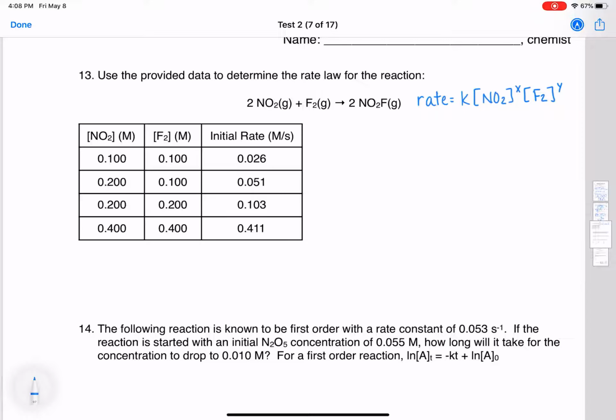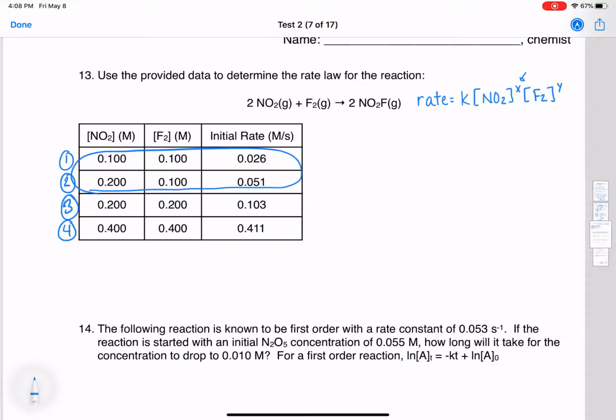To do that, we're going to look for two reactions. Let's start with focusing on x. So we're going to look for two reactions where the concentration of F2 is constant. And so that means if I number these reactions over here, we're looking for two reactions where the F2 concentration is the same. So it looks like we want to focus on these two initially.